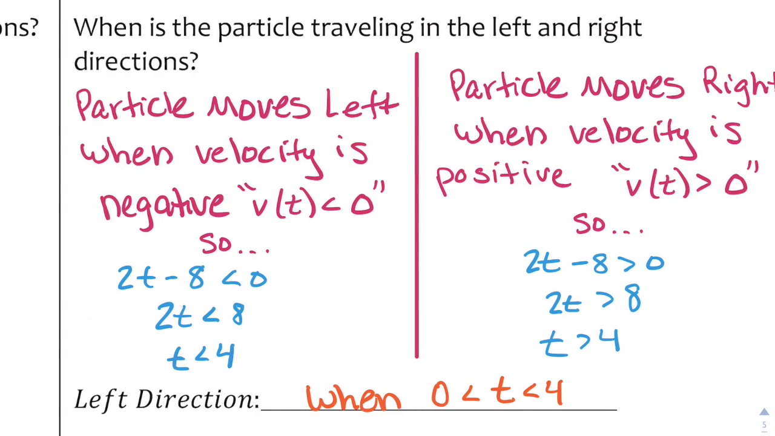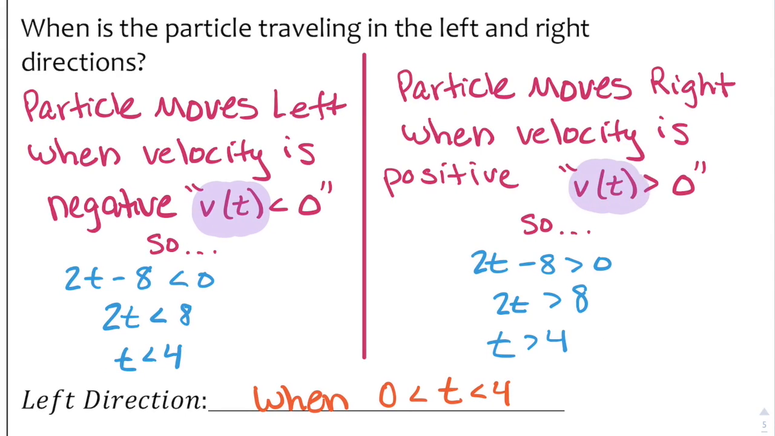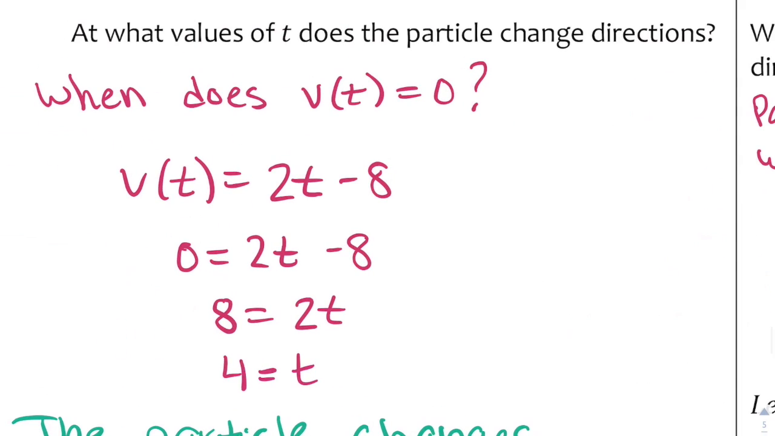Okay. When is the particle traveling in the left and right directions? The particle moves to the left when the velocity is negative, and it moves to the right when the velocity is positive. So a simple inequality could help me solve this. When it's negative is when the velocity will be less than 0. When it is positive, it's when the velocity will be greater than 0. So set up the same velocity function that we already used here. We know we're going to get the answer 4, but the question is, when is it lesser than 4?